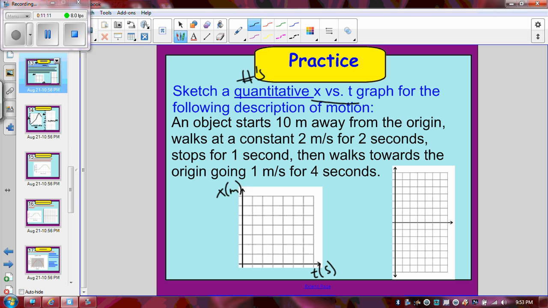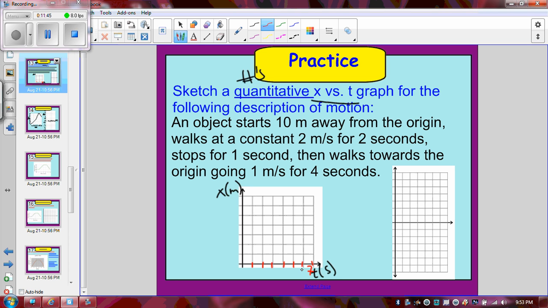All right, the next thing I want to notice is I want to figure out what's going to be my intervals. For example, time. What do I want to make time go out to? Let's think about the actual motion of this object. It looks like the motion of this object moves for 2 seconds, stops for 1 second, and then goes back for 4 seconds. Or in other words, is moving for a total of 7 seconds. So I'm going to mark out 1, 2, 3, 4, 5, 6, and then 7 right here.